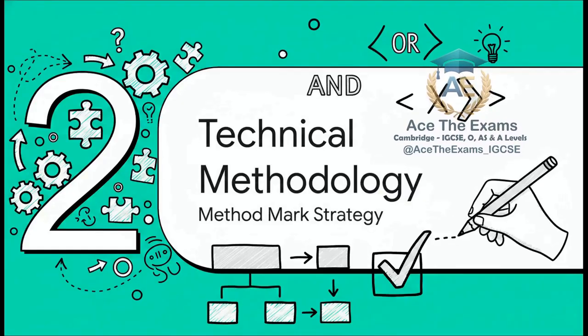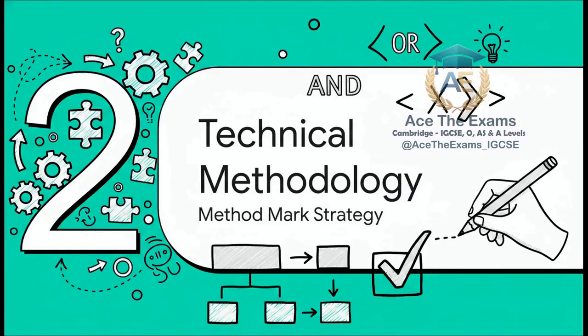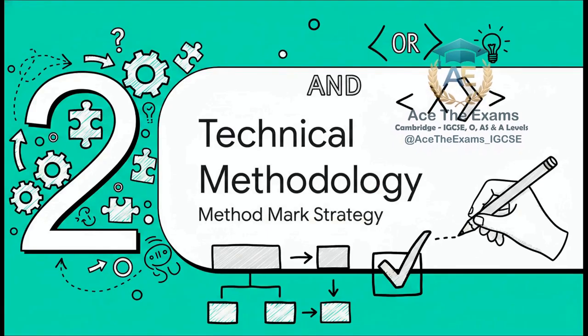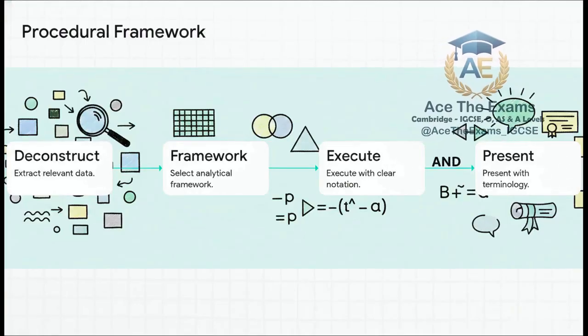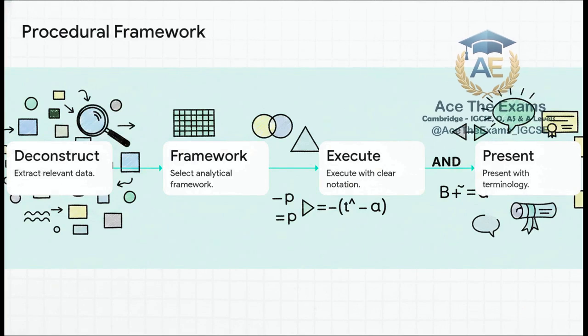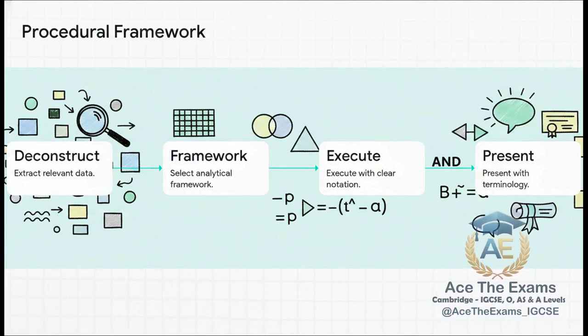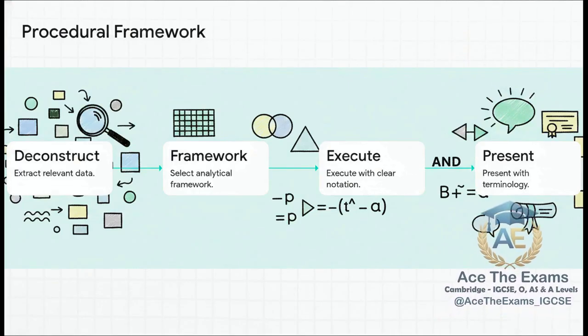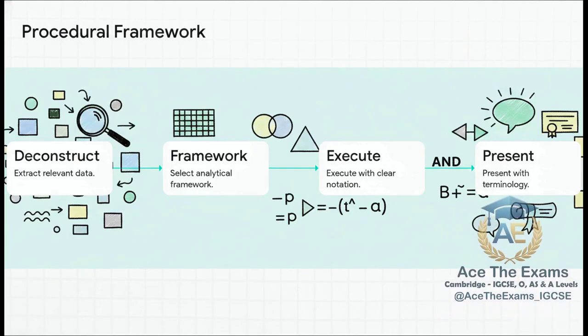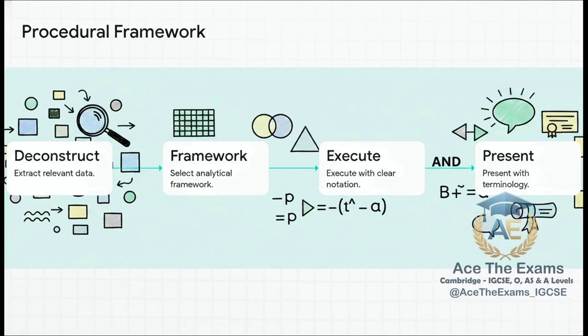All right, let's jump into Section 2, the technical methodology. Specifically, we're talking about the method mark strategy. Here is a reality check. In Cambridge computer science exams, the final correct answer is only a tiny fraction of the battle. Examiners award the bulk of those crucial points for your process, the method marks. So the crucial point is how you structure that procedure.